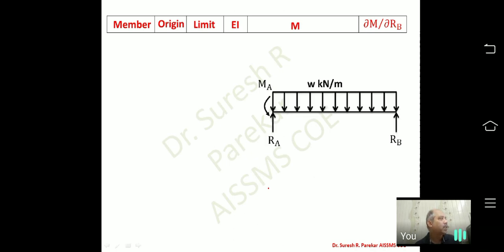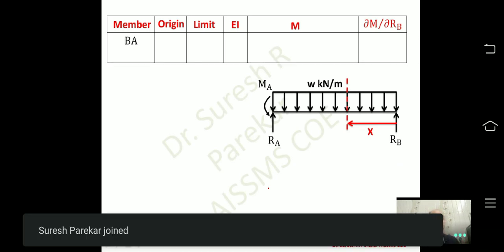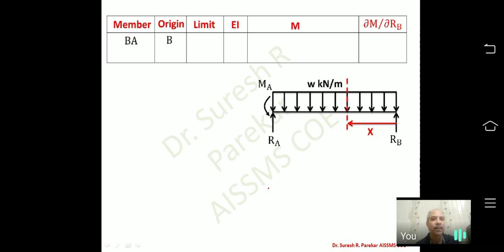Now we will go with this table. We have only one span, so we are going to consider x from RB. As we are considering x from RB, we have to write down the equation. Member we are going to consider BA. Origin I have considered at B. Limit we have 0 to L. EI we have EI. M we have RB into x minus wx square by 2.